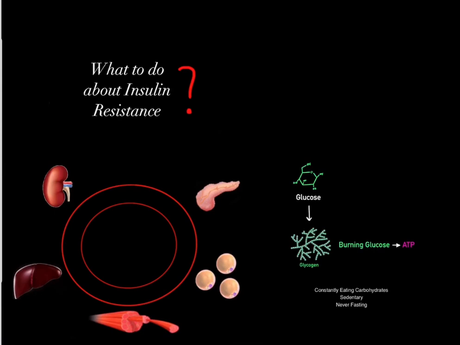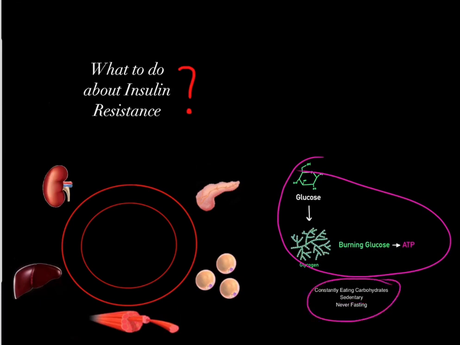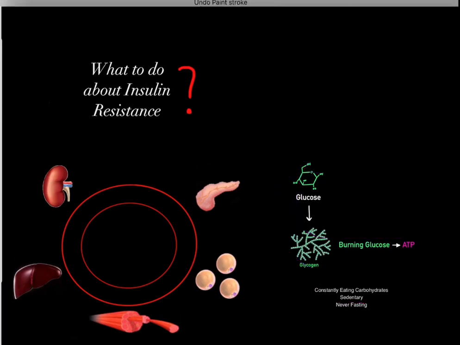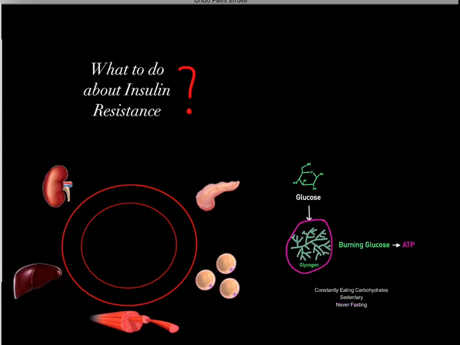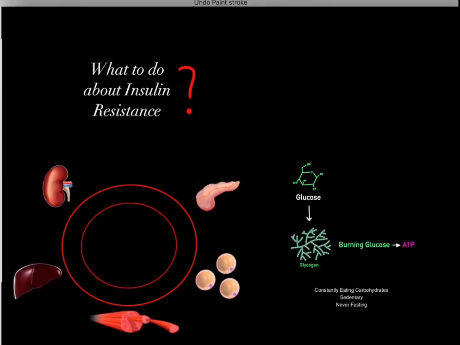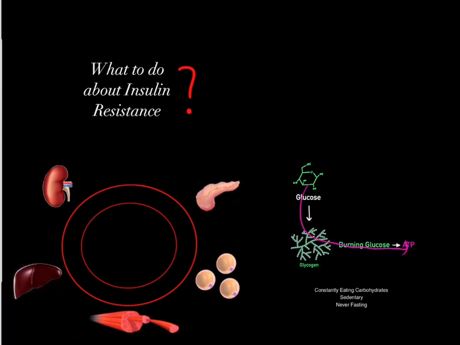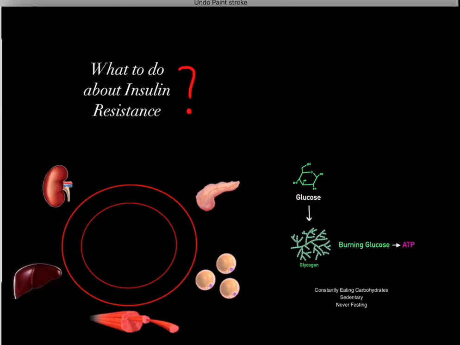Also, there isn't evidence to prove this. However, theoretically, if you're constantly eating glucose and living a sedentary lifestyle where you're never fasting and you're constantly consuming glucose and carbohydrates, you're going to constantly burn glucose as a source of energy. You're going to have high glycogen stores because you're constantly eating glucose and you're not exercising and using up that glycogen. So therefore, you're going to have high glycogen stores and you're constantly going to be burning glucose as a source of energy to create ATP.